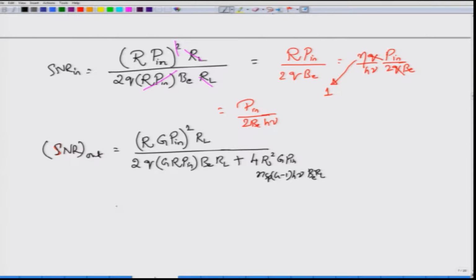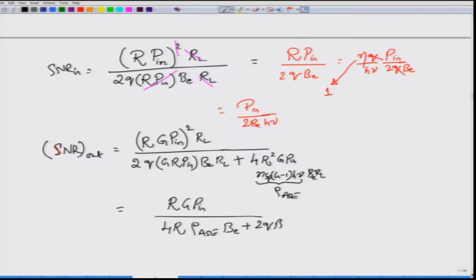You can now cancel some of these factors and realize that this can be written as R G P in, R L cancels anyway on both sides, divided by 4R, let us call this N SP (G minus 1) h nu as the power spectral density of the ASE noise process. So, this would be 4R rho ASE within a bandwidth of B E plus 2Q B E.